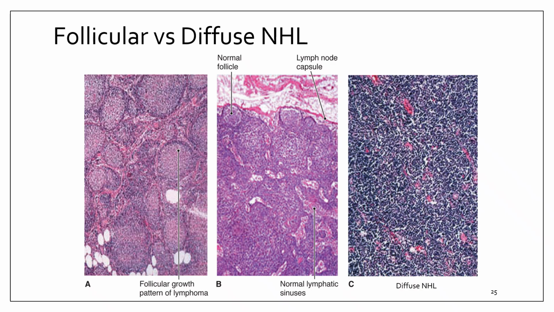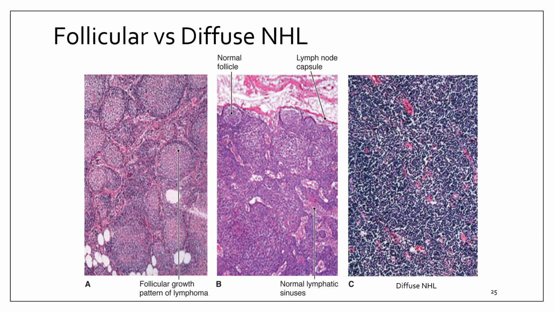Okay? Clinical correlation is follicular NHL is typically lower grade, slower growing, indolent, better prognosis, but, and this is important, it can transform into diffuse large B-cell lymphoma, which is much more aggressive. Pathology never trusts quiet.